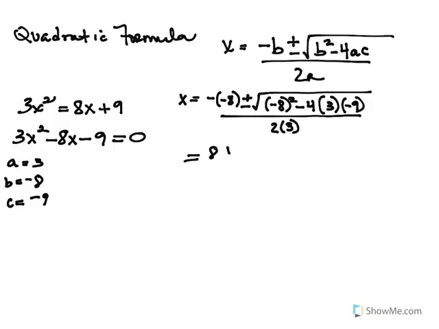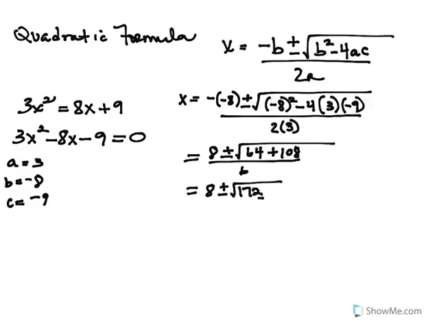So we get 8 plus or minus the square root of 64 plus 108 over 6. So we get 8 plus or minus the square root of 172 over 6. So you have to see if 172 has a perfect square inside of it. So you need to break down 172 and make sure that it's simplified as much as possible.